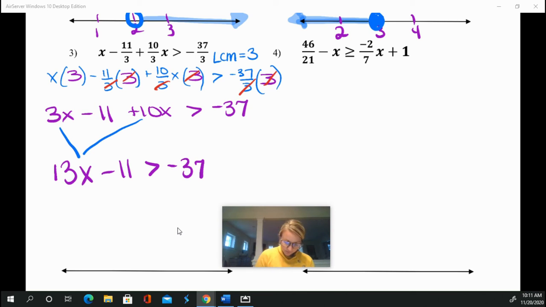So now to the x term, we're subtracting 11. So we want to add 11 to both sides. And we're multiplying x by 13. So our last step is to divide by 13. Negative 26 divided by 13 is negative 2.